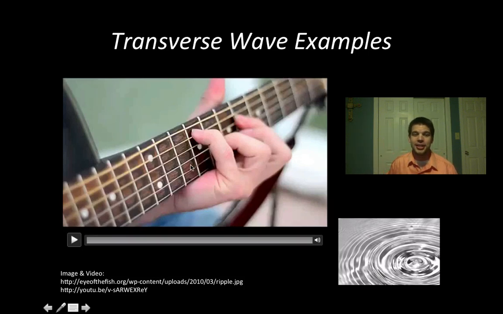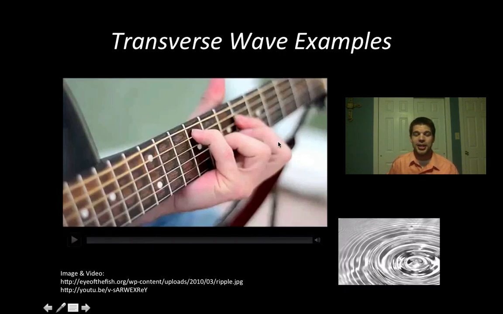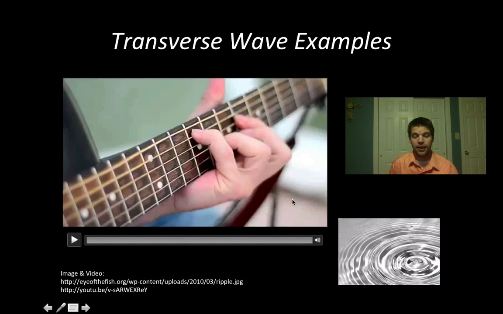Now this is an example of a transverse wave on a guitar string. And so what they did was they took a slow motion camera and they recorded the guitar while the guy was playing it. And then they superimposed it all together, and you see exactly how the guitar string is creating sound. Right?